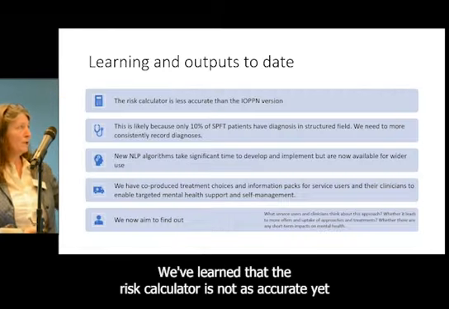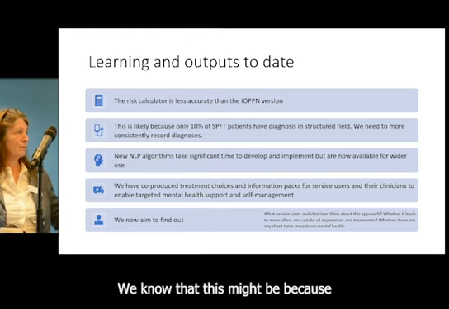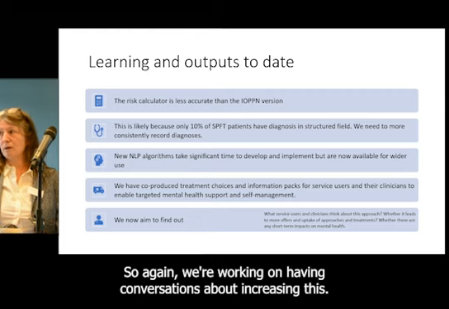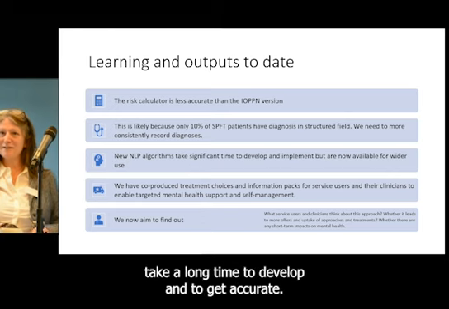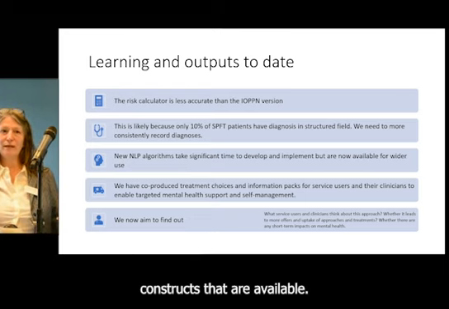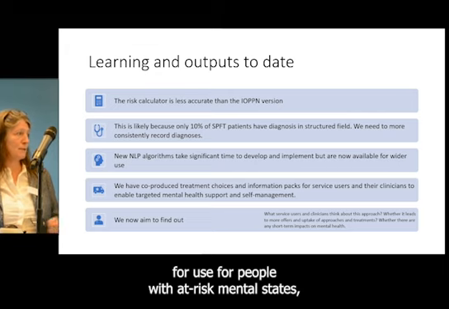We've learned that the risk calculator is not as accurate yet as the King's one, and we're working to increase that accuracy over time with Akriviá. We know that this might be because we had only 10% of patients with a structured diagnosis. So again, we're working and having conversations about increasing this. We've learned that natural language algorithms take a long time to develop and to get accurate, but we now have a number of algorithms, we now have a number of constructs that are available for lots of future research as well. We've co-produced treatment choices and information packs that are available for use for people with at-risk mental states.